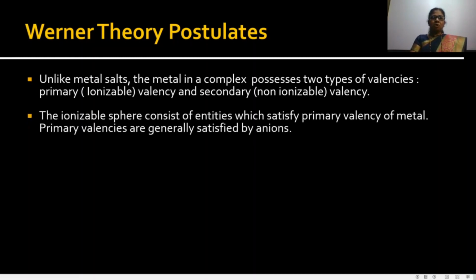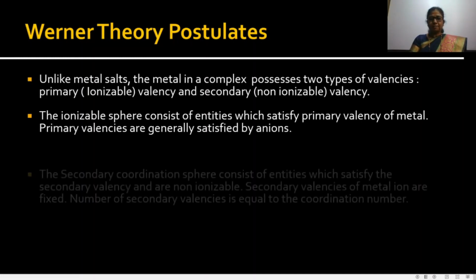The second postulate is: the ionizable sphere consists of entities which satisfy the primary valency of the metal, and the primary valencies are generally satisfied by anions. That means the primary valency is the ionizable valency, and that's why these valencies are satisfied by anions.